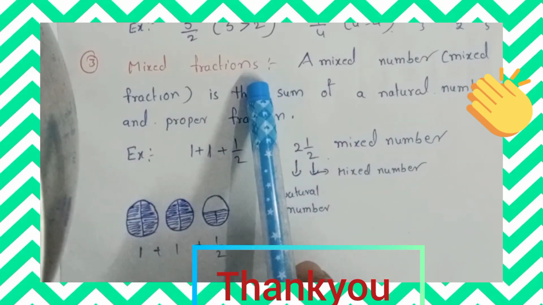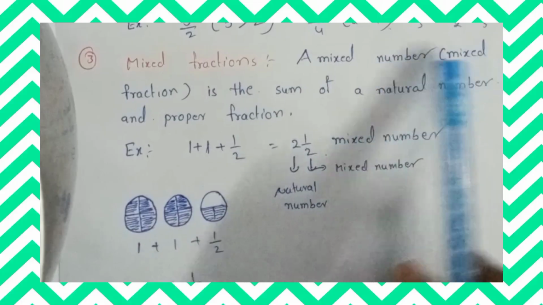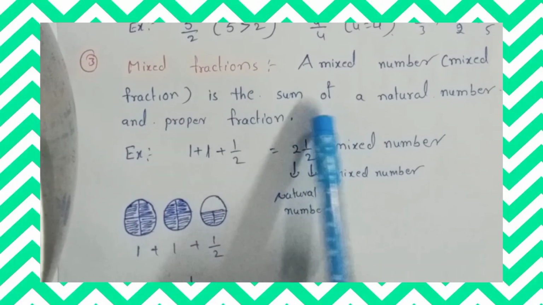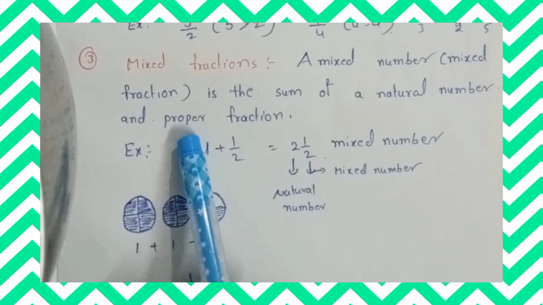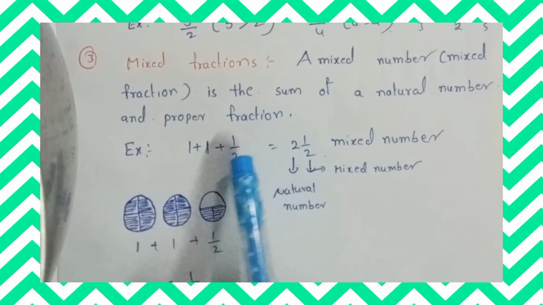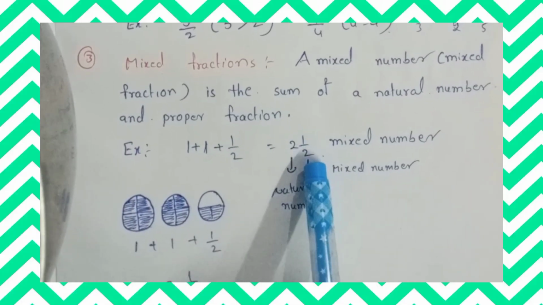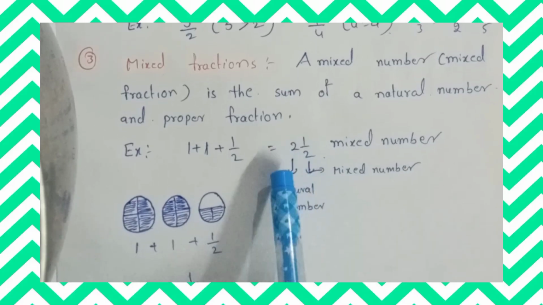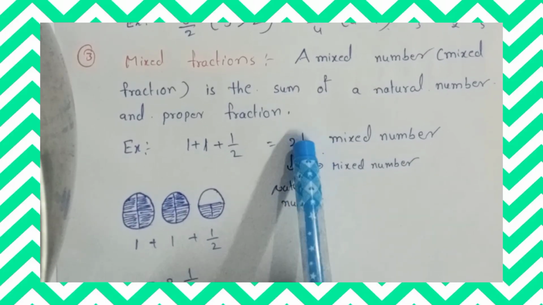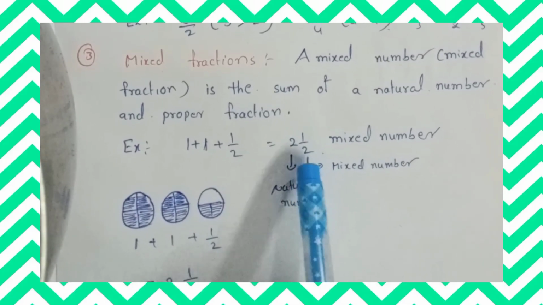Third one is mixed fractions. A mixed number or mixed fraction is the sum of a natural number and a proper fraction. What is mixed? 2 1/2 is the mixed number or mixed fraction. So here 2 is whole number, 1/2 is the fraction number.